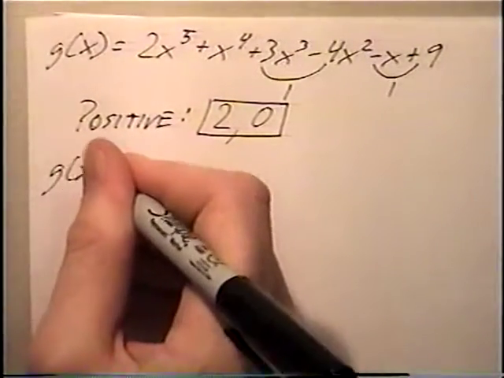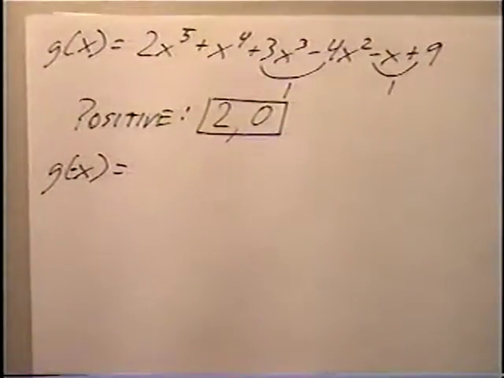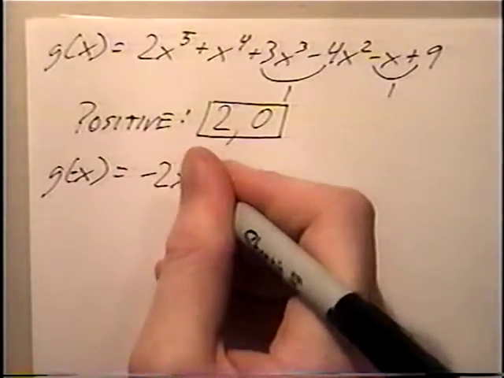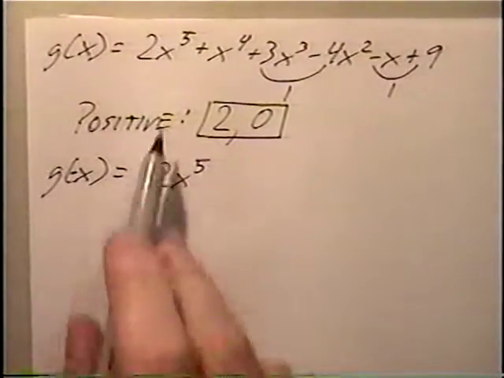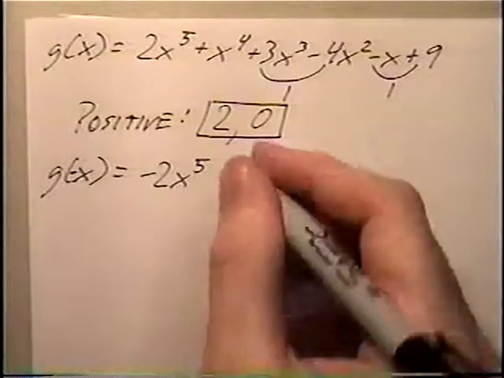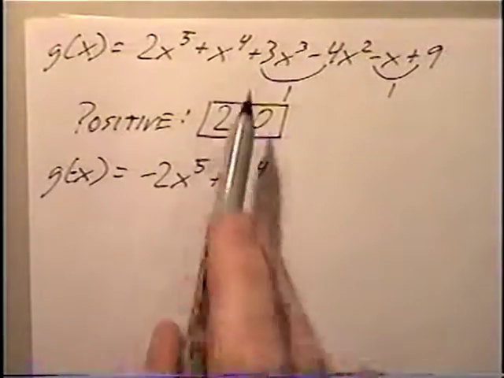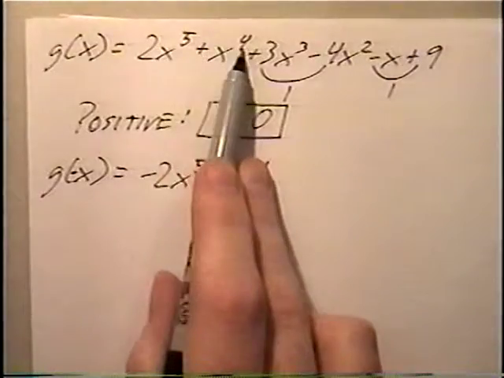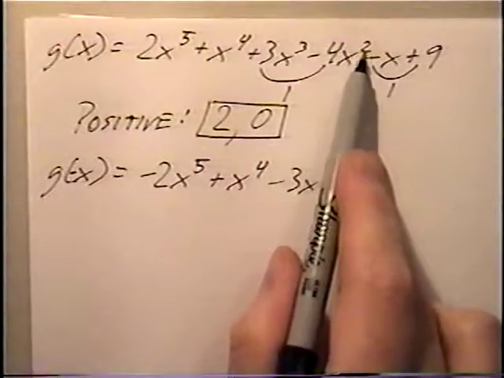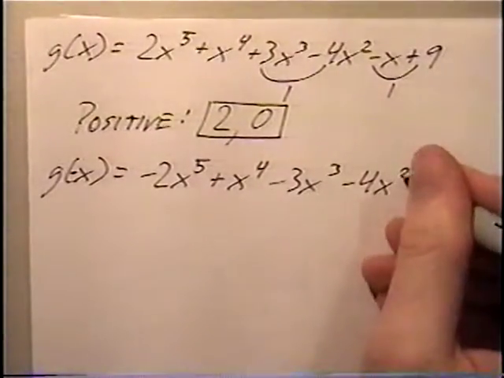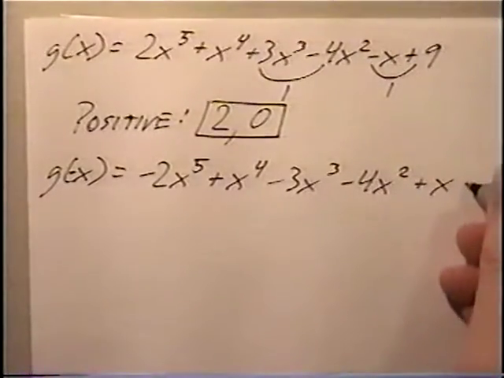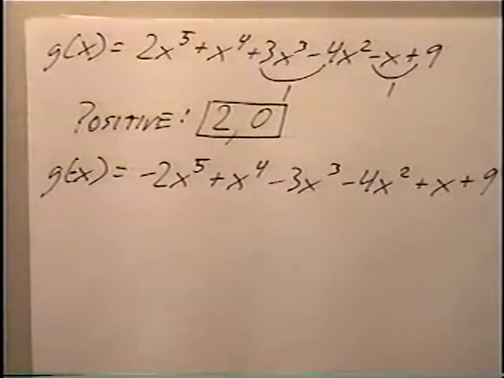For the negatives, again, you have to do g of negative x. The shortcut method: anytime you have an odd power, x to the 5th, change the sign to negative 2x. Again, that's because if you have a negative to the 5th power, you'll have a negative left over. Any even powers stay the same. And again, that's because if you have a negative to the 4th power, that would still be positive. Odd powers change. Even powers stay the same. X is like x to the 1st, so that's the odd power, which would change. And if it does not have a variable, like positive 9, it just stays the same.